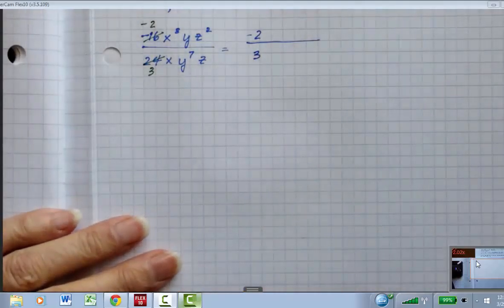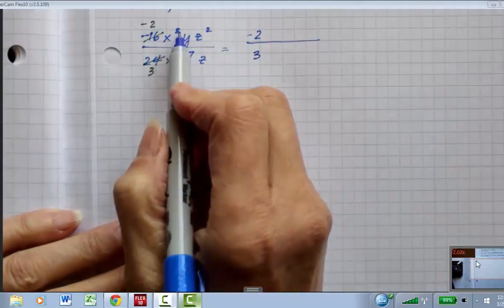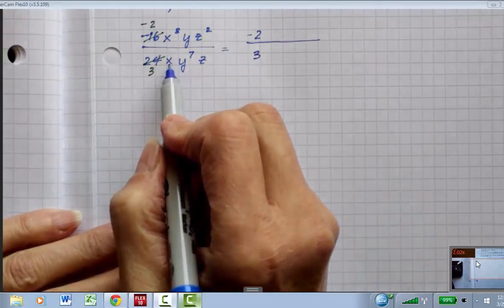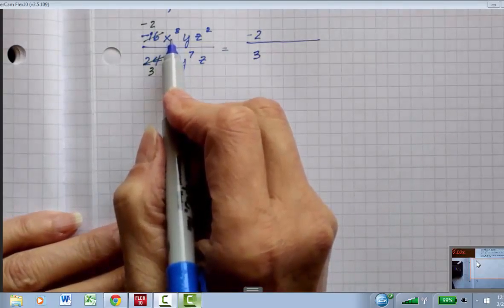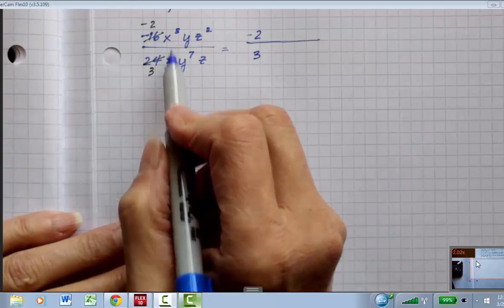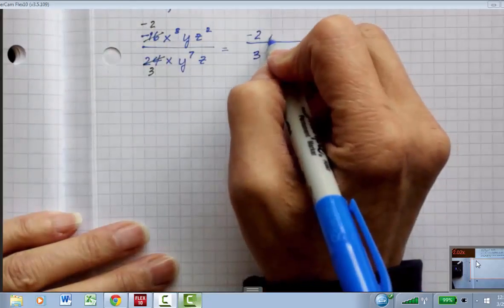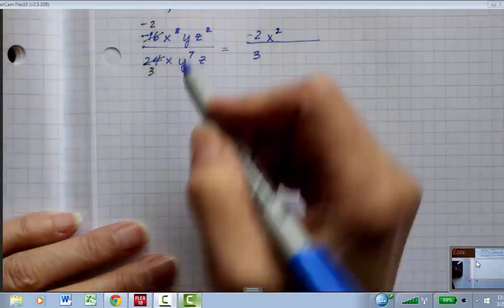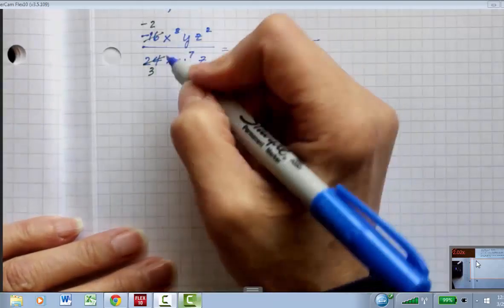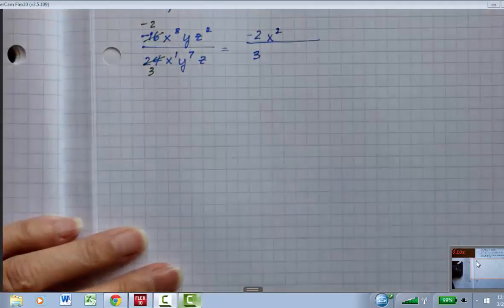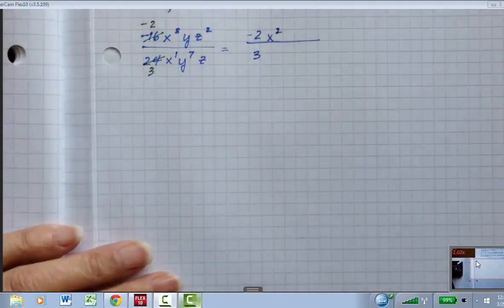Next I'm going to look at the variables. I have x to the third and I have x to the first. I have more x's on the top than I do on the bottom. How many more do I have on the top? 2 more. So I'm going to write down x squared. The other way of looking at that problem is you would take their exponents and subtract them, and it becomes 3 minus 1, which is 2.